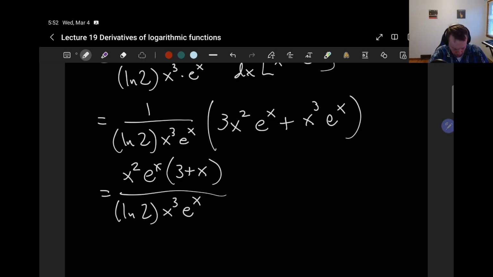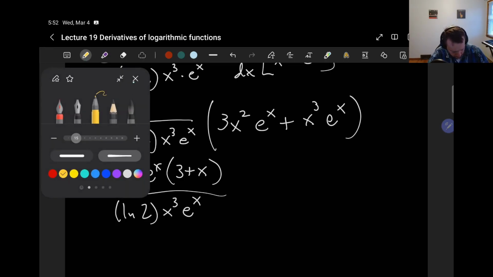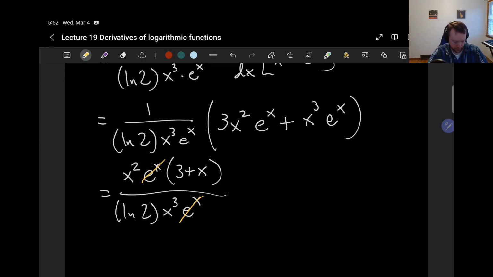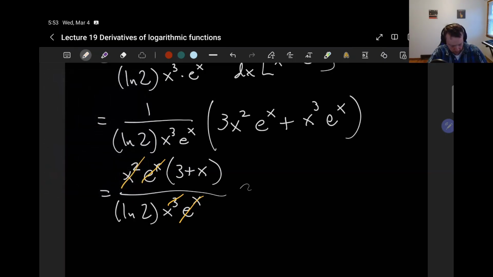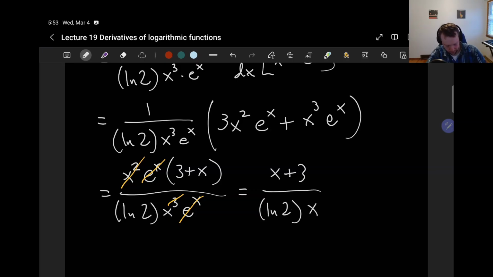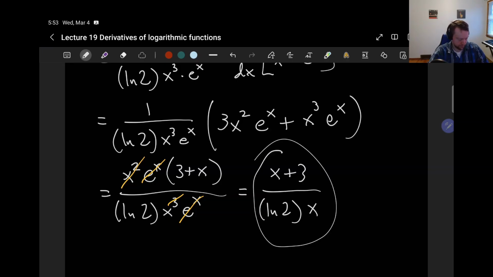Notice that we can cancel a little bit. Can cancel those e to the x's. This x squared will cancel. With the x cubed, we'll still have one of these left. And I'll just rewrite this as x plus 3 instead of 3 plus x. And there we have it.